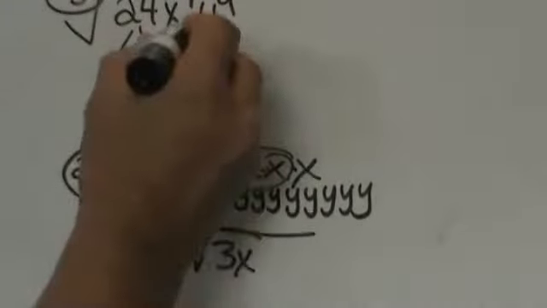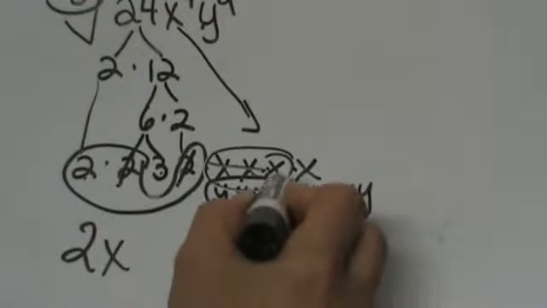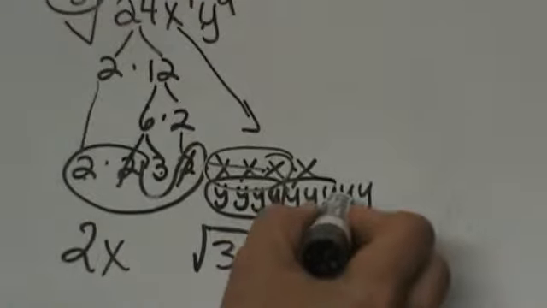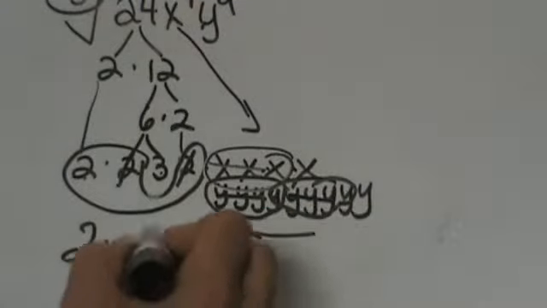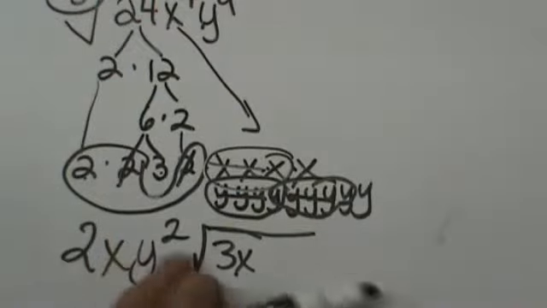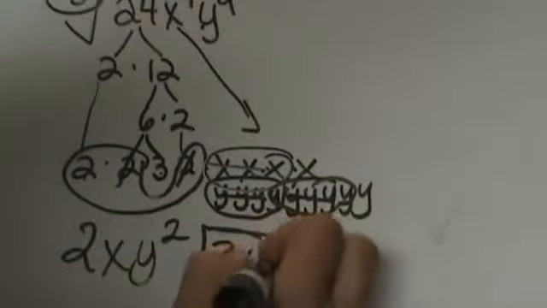Okay, and then my y's. I had 9 of them. So let's do groups of 4's. 1, 2, 3, 4, 5, 6, 7, 8. So I have 2 groups of y's. So I'm going to bring a y squared out because I have 2 groups, so that's y squared. And I still have 1 left, and it's y.